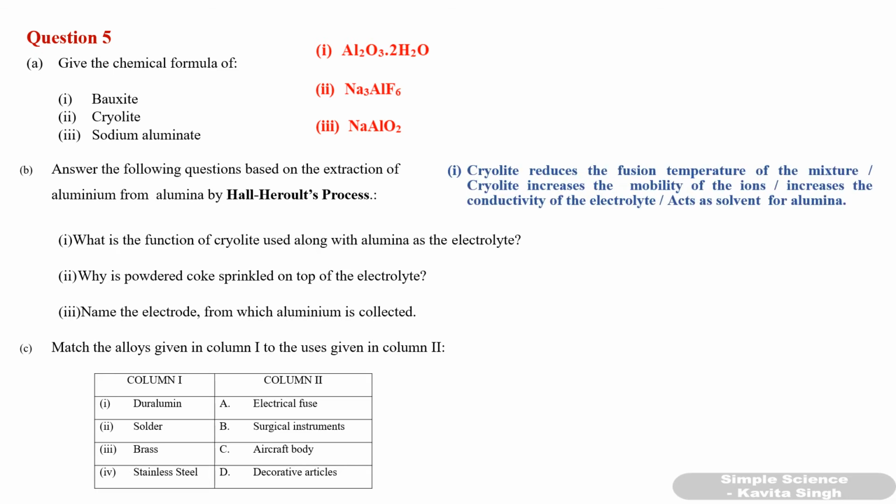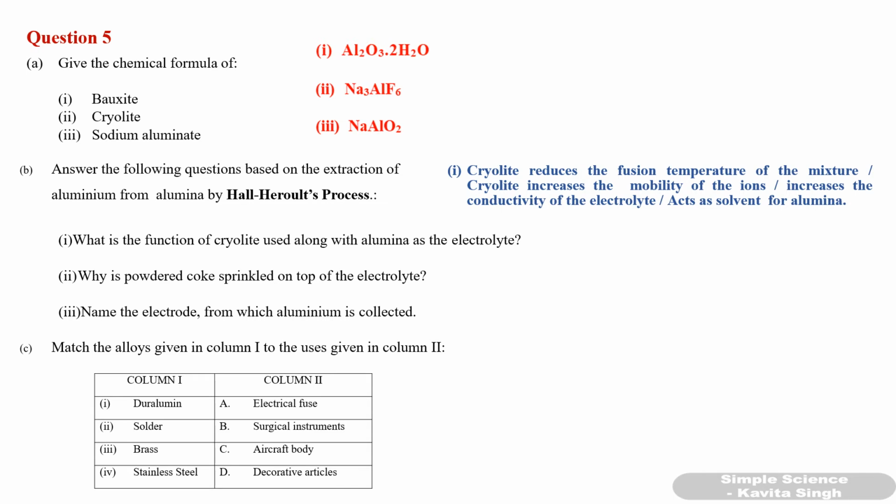So cryolite reduces the fusion temperature. You should know what is the function of cryolite. Okay. So cryolite reduces the fusion temperature of the mixture. It increases the mobility of ion and it also increases the conductivity of electrolyte. It acts as solvent for alumina.